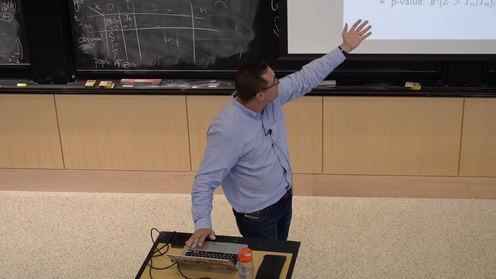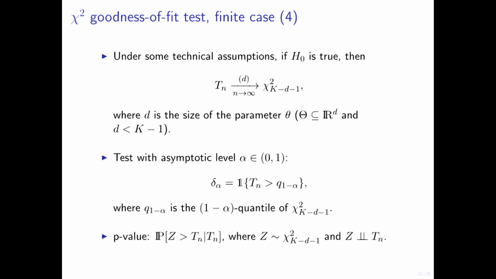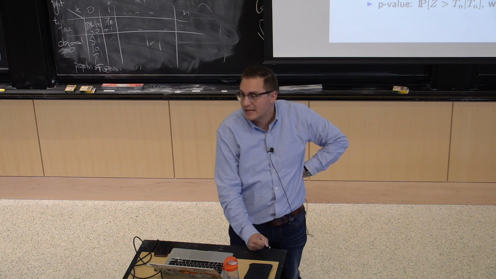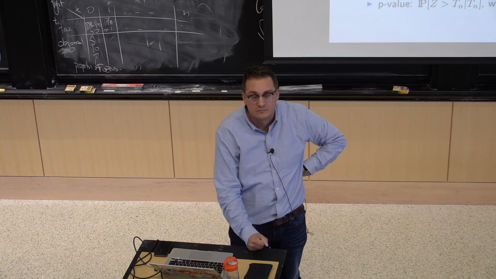OK, so now once I have done this, I can just construct. So here, I need to check: what is d in the case of the binomial? 1, right? It's just a one-dimensional thing. And for most of the examples we're going to have, it's going to be one-dimensional. So we have this weird thing where we're going to have k minus 2 degrees of freedom.